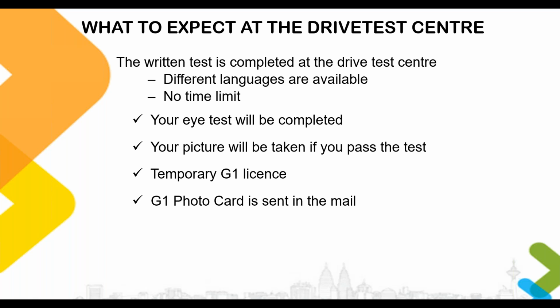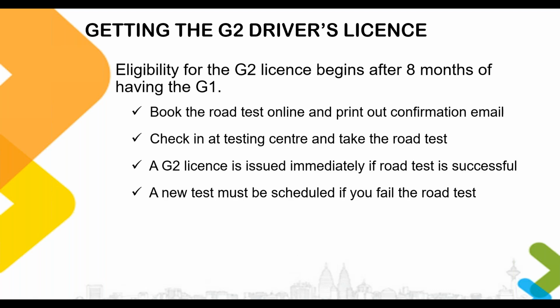Your eye test will be completed, so they do take your eye test when you get there. They check to see how well you can see. Your picture will be taken if you pass the test. Then you'll be issued the temporary G1 license, and the G1 photo card is sent to you in the mail.